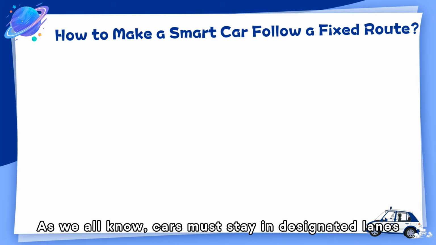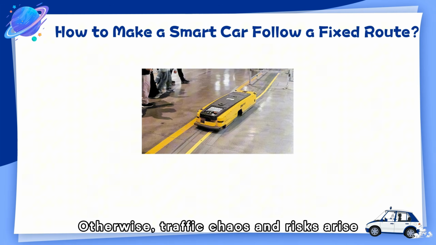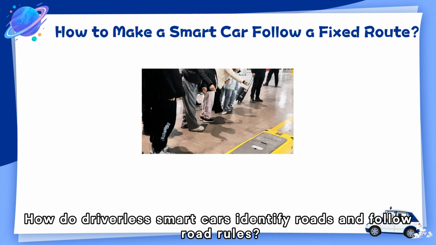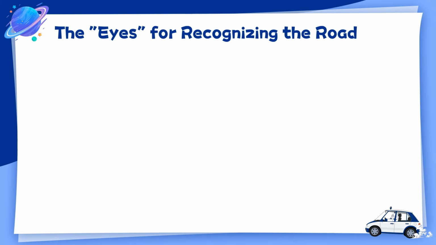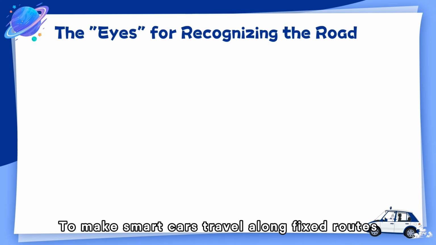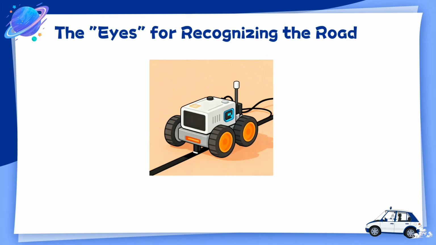As we all know, cars must stay in designated lanes. Otherwise, traffic chaos and risks arise. How do driverless smart cars identify roads and follow road rules? To make smart cars travel along fixed routes, it is necessary to equip them with path recognition sensors.